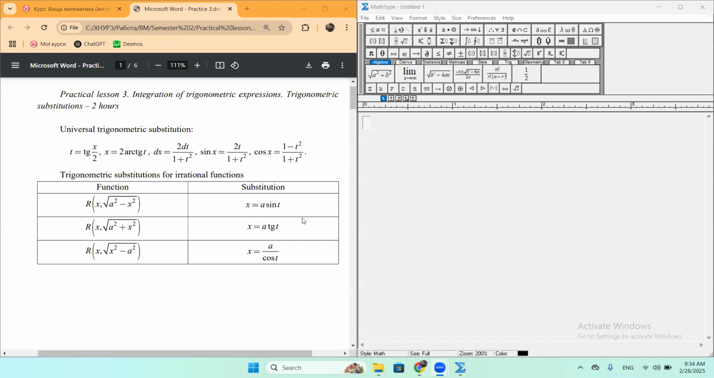In the previous lesson, we were integrating, calculating integrals of rational fractions and some irrational functions. And today we're having the third practical lesson. It is about integration of trigonometric expressions, and also we will use trigonometric substitutions for irrational functions.